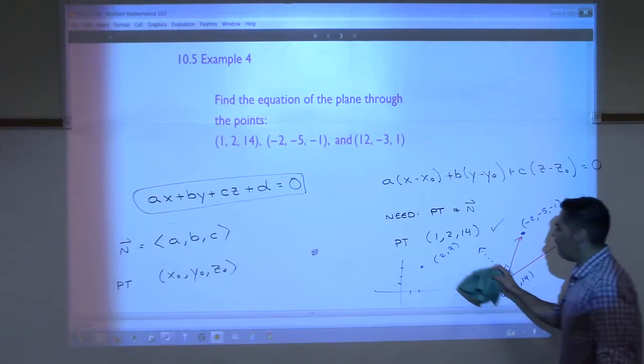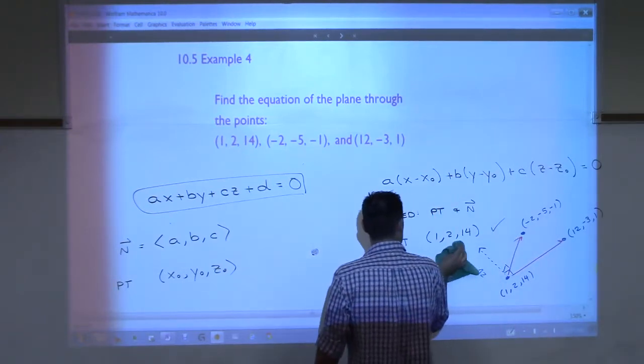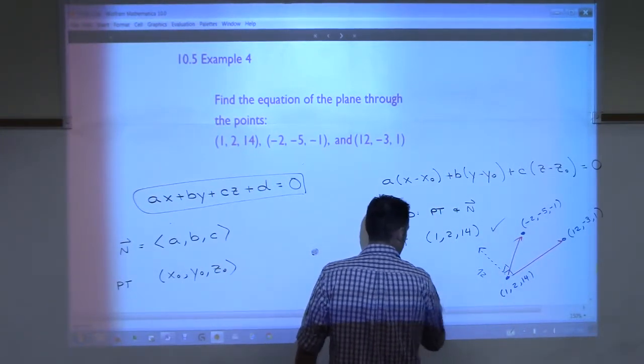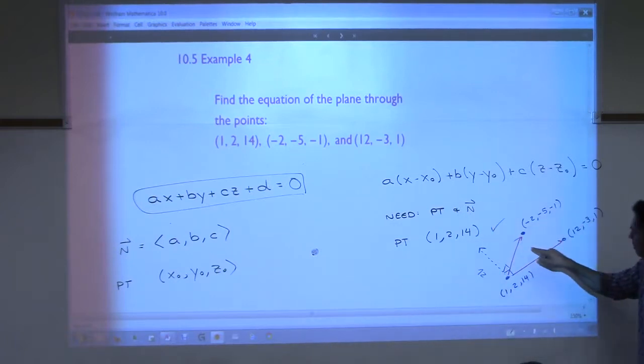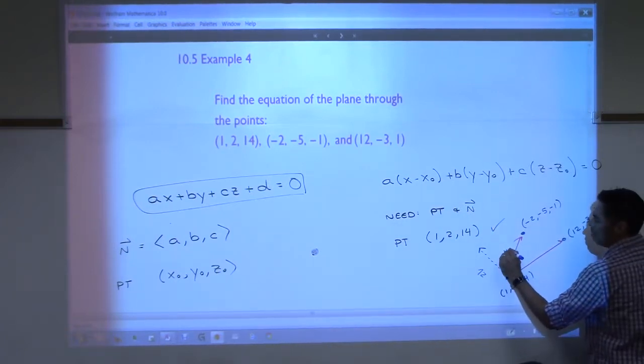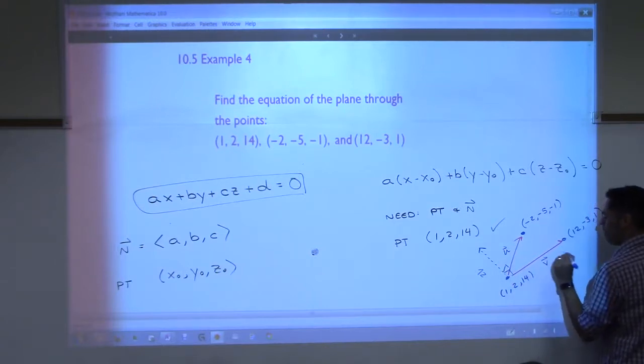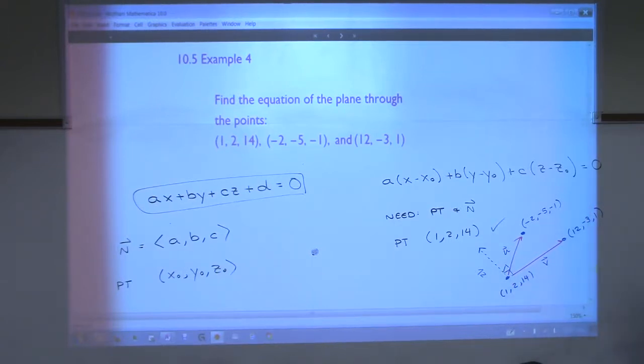Now, how about in terms of the vectors? All I have is points right now. So what are the vectors? I labeled them this one and this one. Let's call them something. So how about u and v? So what would the vector u be?